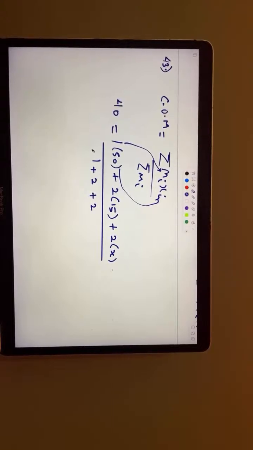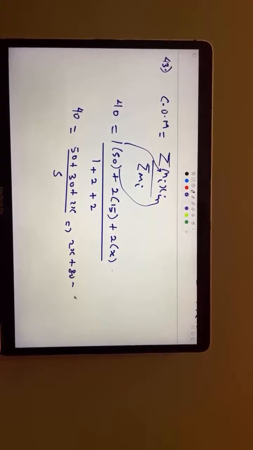With this equation we can solve the problem and get the mark, although I will also show you how to use the diagram to solve it. So this will be 50 plus 30 plus 2x, everything over 5. When you do this, you have 2x plus 80 equals 5 times 40, which is 200. Hence 2x equals 200 minus 80, which is 120. So x equals the 60 centimeter mark. That's the correct answer.